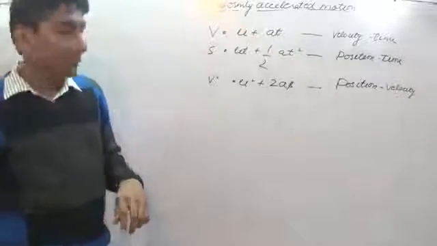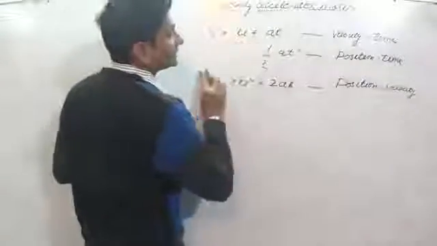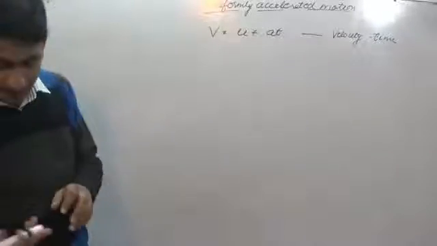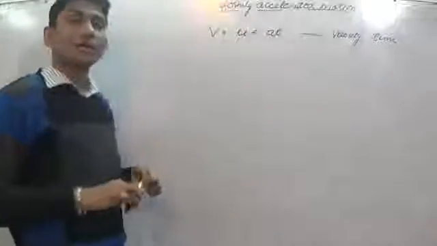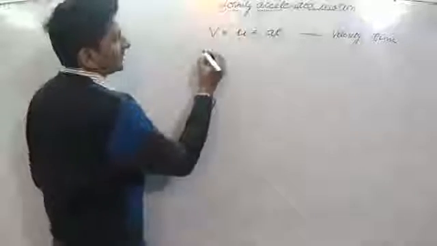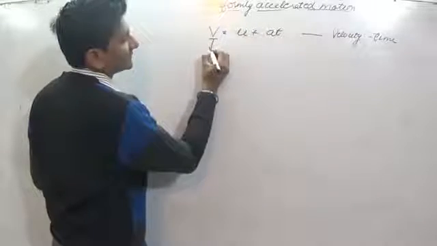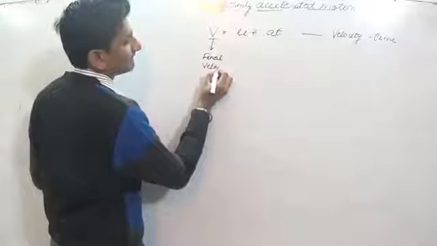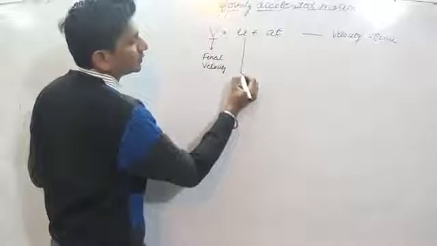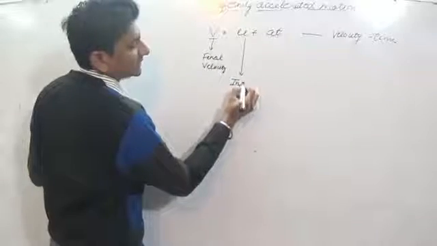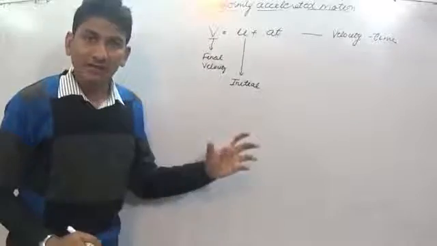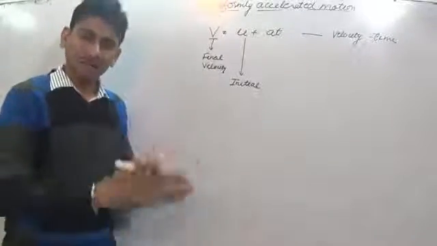Let us take the first one. V is equal to U plus AT, that is the velocity-time relation. This equation says what? V is the final velocity, U is the initial velocity, that is the velocity when the measurement or the observation was started.